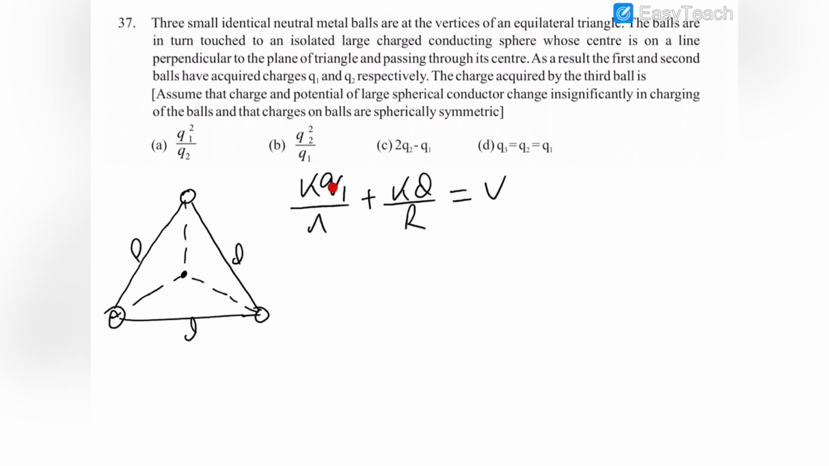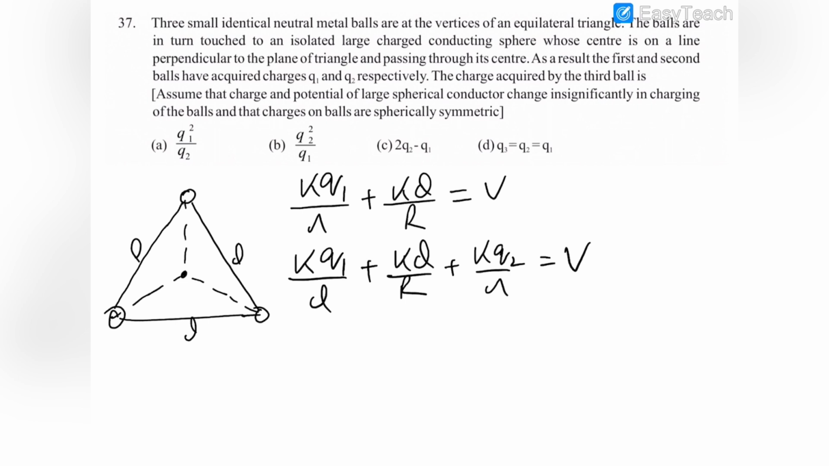Now, due to the charge on this first sphere, the second sphere will also experience some potential, and therefore the potential of the second sphere will be kQ1 by L. This is the potential due to this ball, plus kQ by R due to the bigger sphere, as well as the potential due to the self charge acquired by the second ball, which is kQ2 by small r, and this is also equal to V, because V is the potential of the bigger sphere, which will obviously remain constant because it is so big that its potential and charge will remain unchanged. This we have assumed. So this is equation 1, this is equation 2.